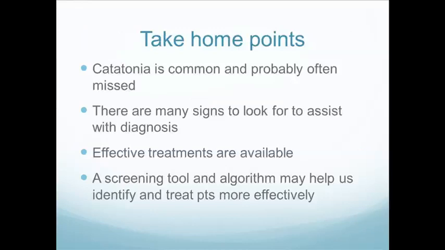So take-home points. Catatonia is common, and I think we miss it a lot. I think we're a lot better than we used to be, but still I think we're not seeing it as much as it is there. And there are good tools available to help you pick it up. And then once we pick it up, we need to get going on treatment because we can get these patients feeling lots better, lots faster.